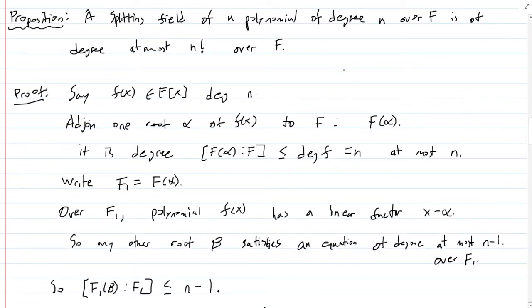I'll just make a side remark here. The order of the symmetric group is n factorial. And this is not a coincidence, because when we get to Galois theory, we'll see how field extensions correspond to Galois groups, and it turns out for most polynomials, their Galois group is the symmetric group.